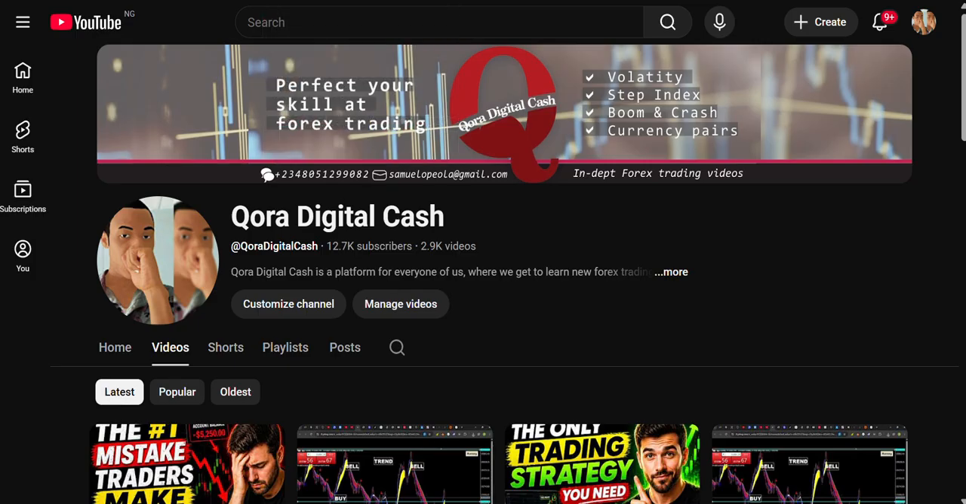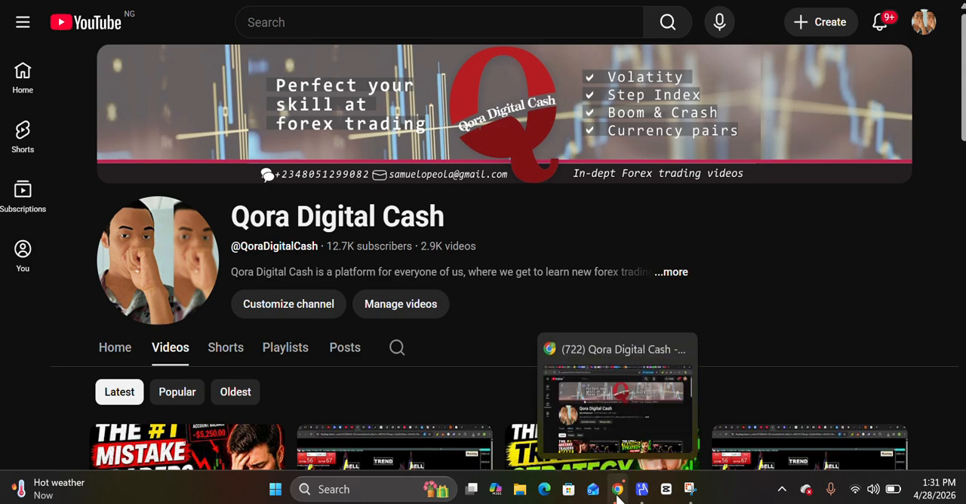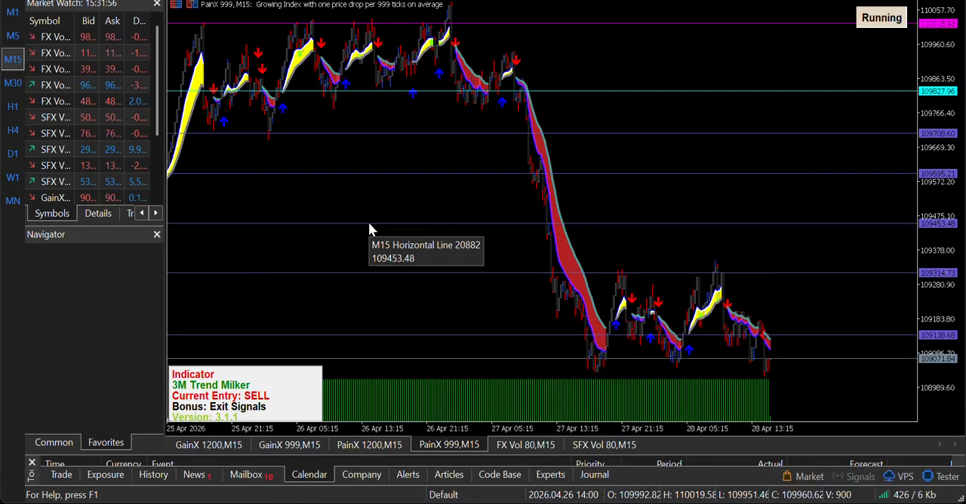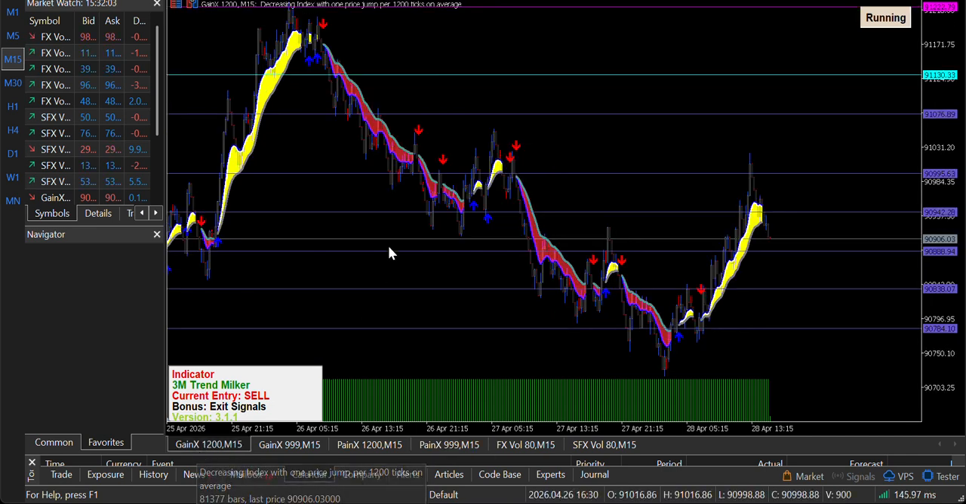So quickly, let's go straight into what we have right here. Recently we dropped some trading signals for us and they all went out positively. Now let's check them out one after the other, and I will also tell you how I'm able to generate this. This is actually GainX 1200, and we are on the 15-minute time frame. We dropped this signal for us, and this is how it turned out.